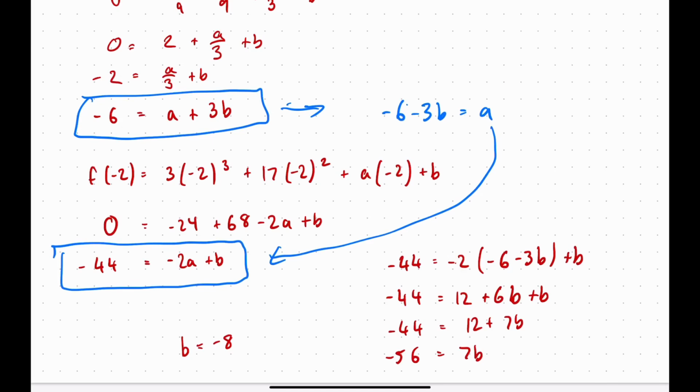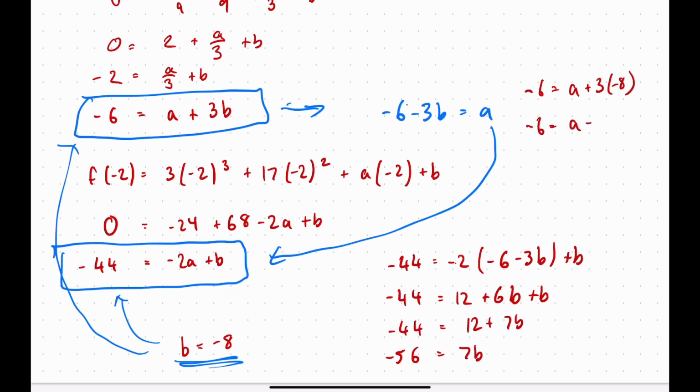Okay, now I found minus 8 for b, I can substitute it back into either one of these two equations to find a. I'm running out of space here, so I'll just do it in the top right. So minus 6 is equal to a plus 3 lots of minus 8. Minus 6 is equal to a minus 24. So a is equal to 18.